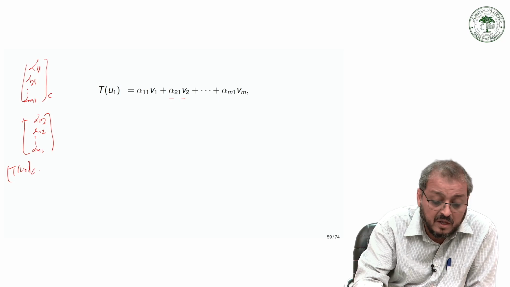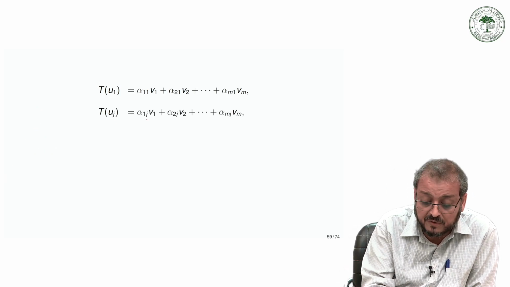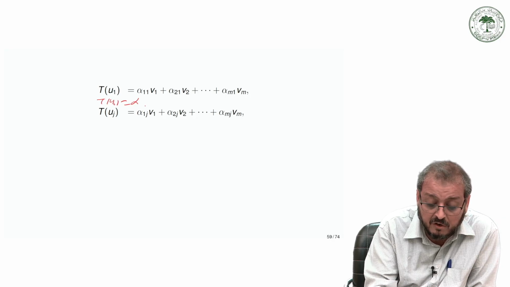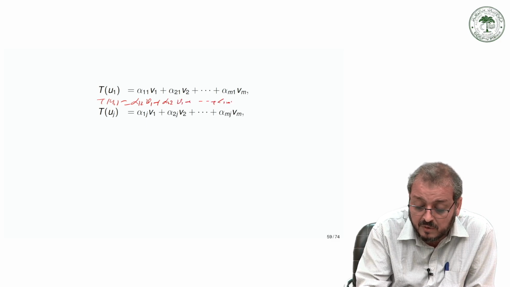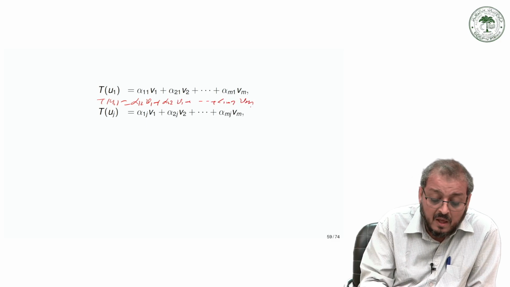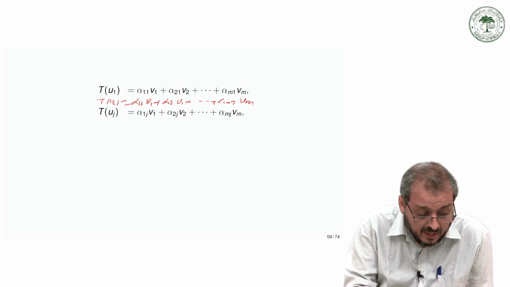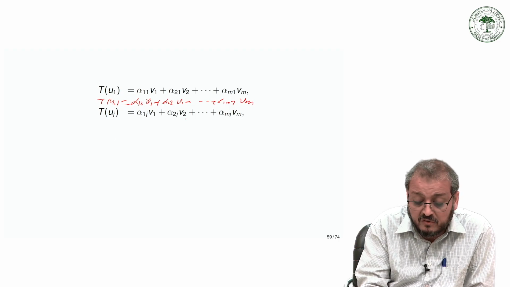So T of U2 can be written in this form: alpha 1 2 V1 plus alpha 2 2 V2 plus and so on plus alpha m2 Vm. And in the similar fashion we can write T of Uj, and T of Uj is equal to alpha 1j V1 and so on.